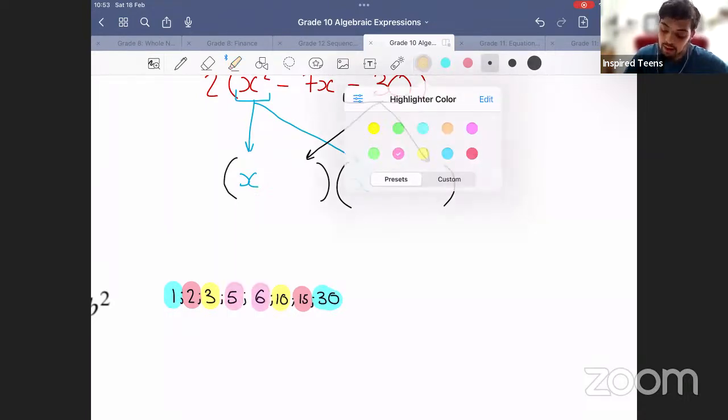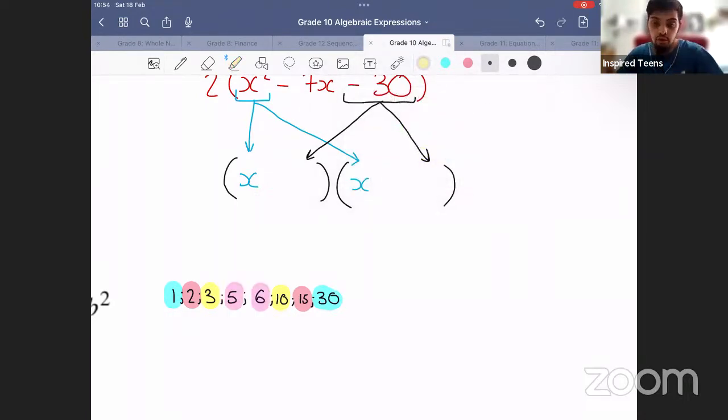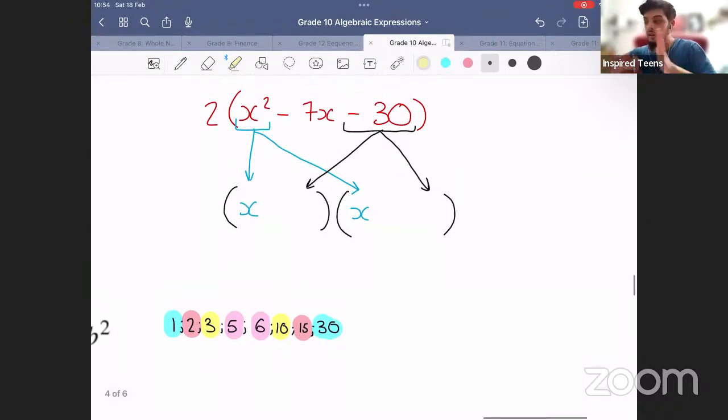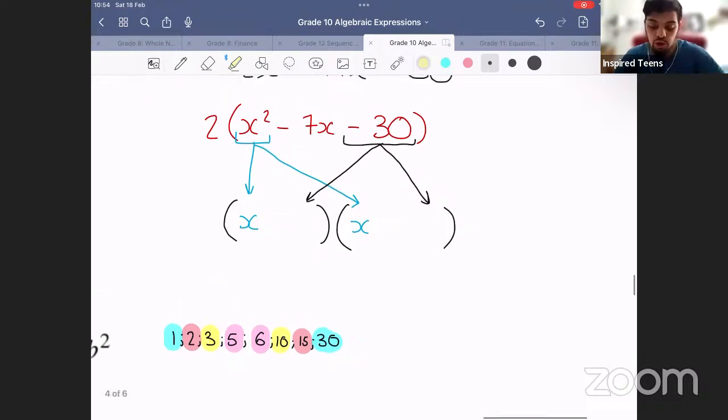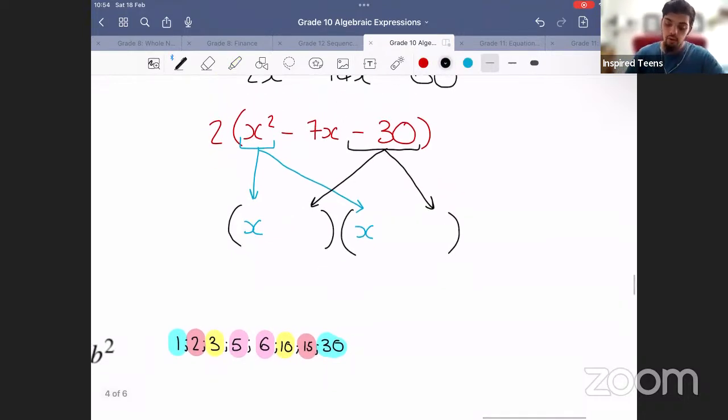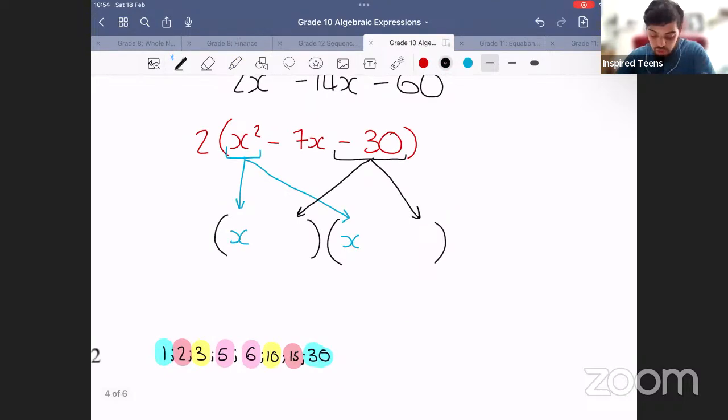Okay, so keep this in mind. When you are choosing factors, you need to choose the factor pairs. Now which ones do we choose? How do we tell which ones to choose? The middle number is key. Why is this middle number key?